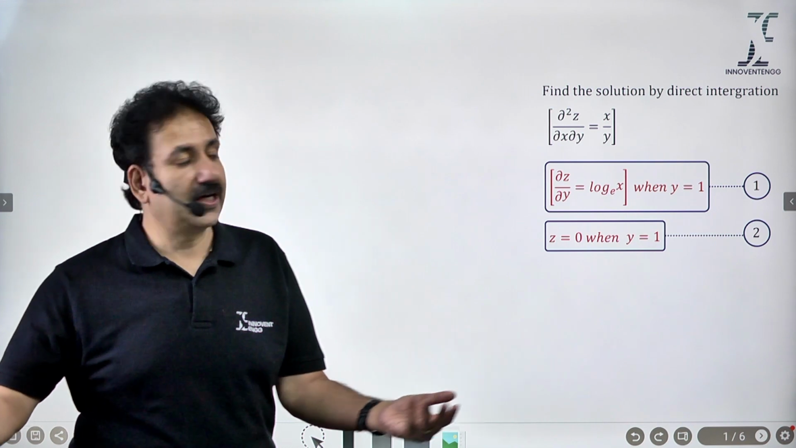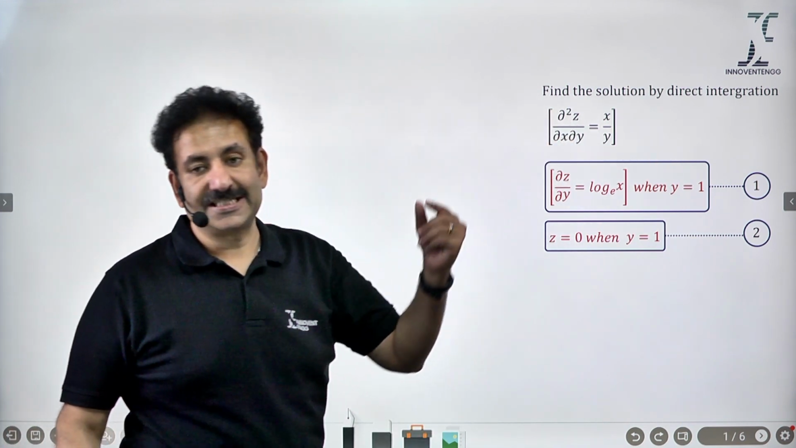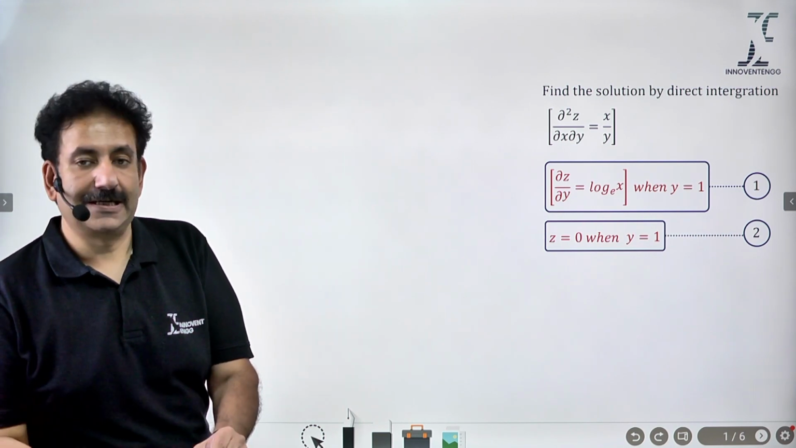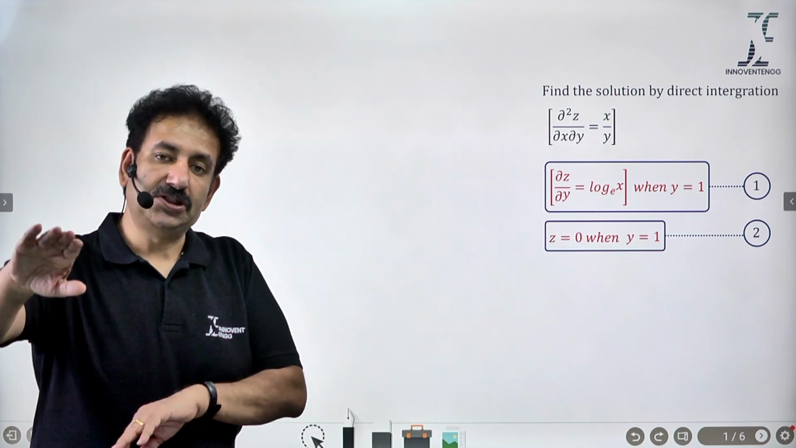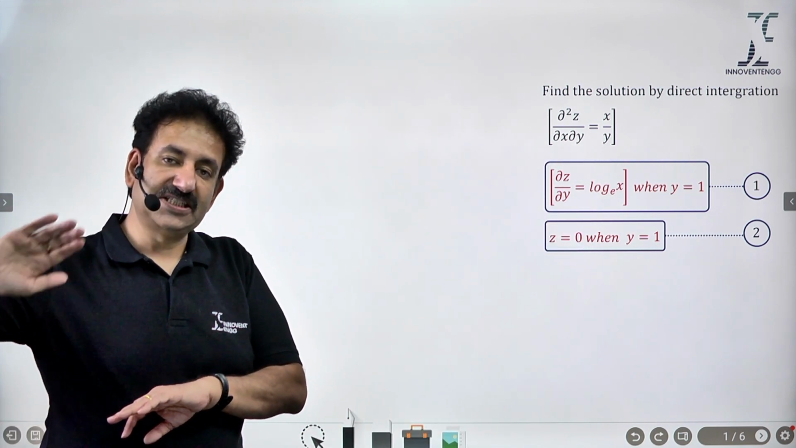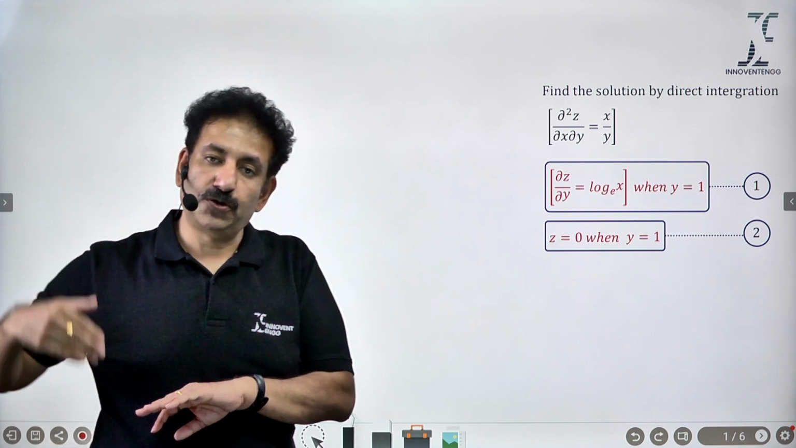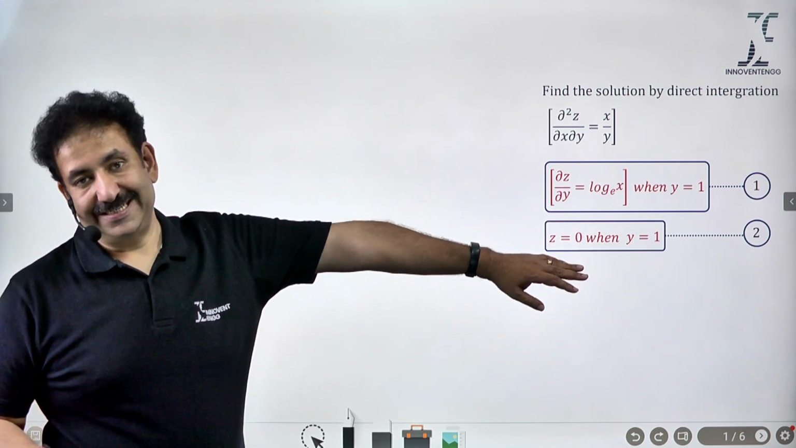Z is of course the one that gives you the solution. The relationship between z and x and y, what you get, is going to serve as the solution for this differential equation. And since there are two boundary conditions, that would ensure that both the integrations produce constants of integration, and both those constants of integration would be defined via these two boundary conditions.